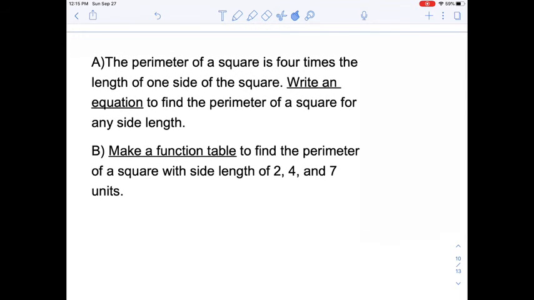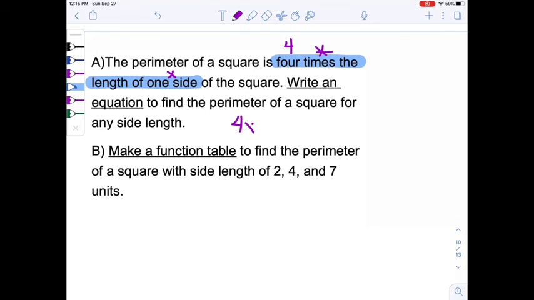The perimeter of a square is 4 times the length of one side of the square. Write an equation to find the perimeter of a square for any side length. So here I see 4 times the length of one side. So 4 times, well, times is multiplication. We don't know the length of one side. That's going to be our x. And then we have our number 4. So we can write this as 4x as our equation.